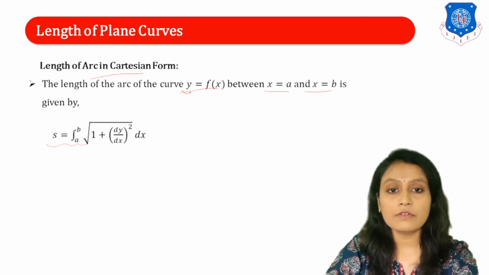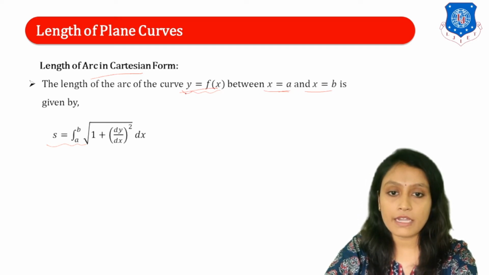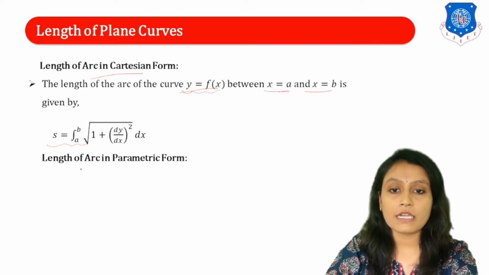One curve will be given, that is y is equal to f of x, between 2 points, that is x is equal to a and x is equal to b. So what we have to do is find dy by dx, substitute over here, simplify and integrate, and you will get the answer of length of arc. Now we will study the length of arc in parametric form.